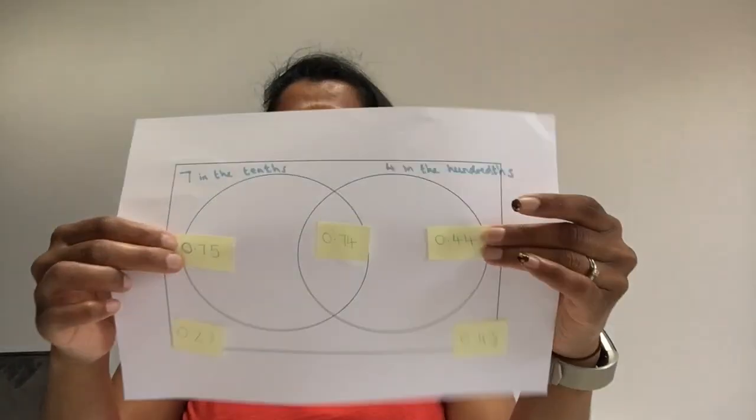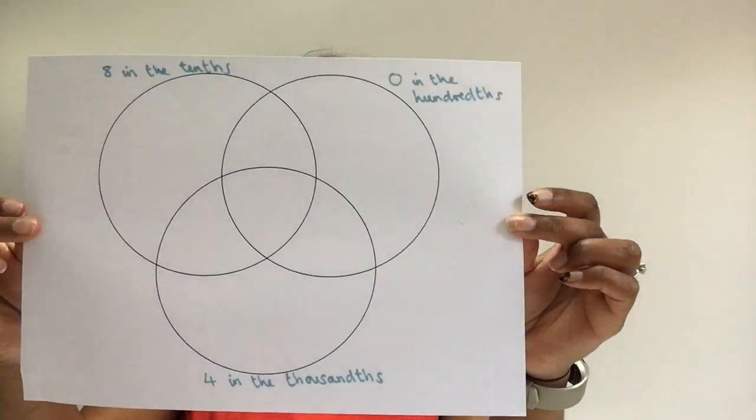If that's too easy for you, which I think for some of you will be relatively straightforward, there is another Venn diagram on your sheet, and this one has got 3 sorting criteria.